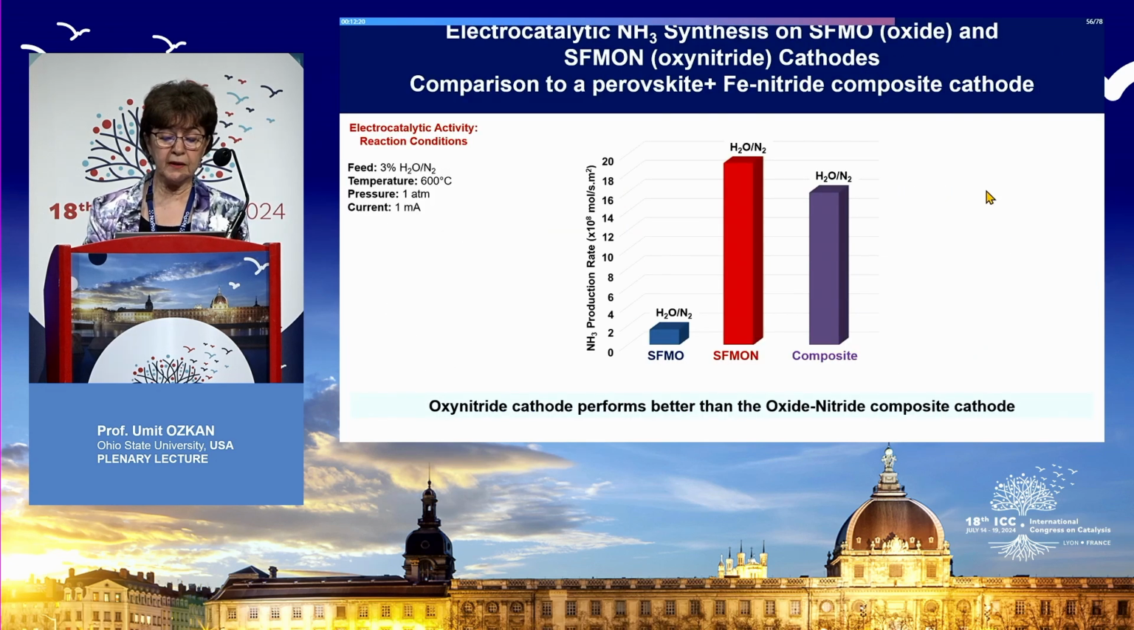One final comparison is if we look at this nitrided double perovskite sample versus the composite cathode, where we put a perovskite and a metal nitride together, we have a better ammonia production rate. So this oxynitride composite cathode, although it worked, the single phase is working better.